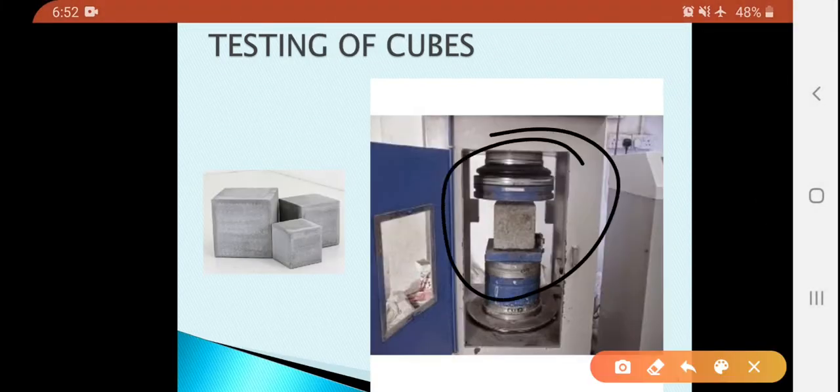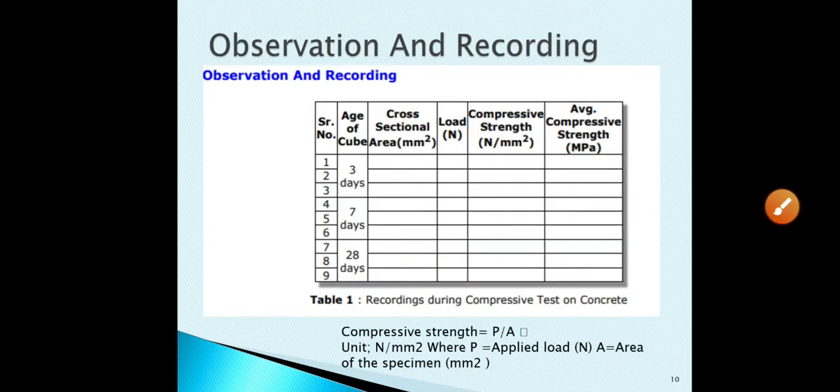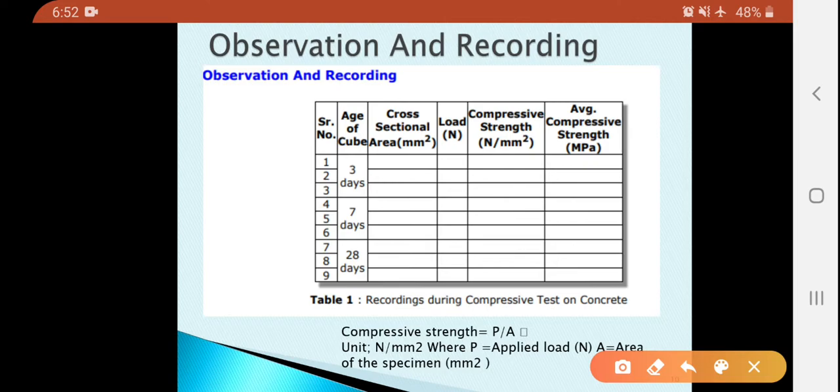You can see here clearly, these are the actual pictures of the conduction of the experiment. Here observation and recording: first the serial number, 1, 2, 3. One more thing, for conduction of compressive strength of concrete, a minimum of 3 tests or 3 molds should be taken, and the average of the 3 should be considered as the final compressive strength, because there may be some errors or a slight fluctuation in the results. So that's why we take a minimum of 3 cubes for calculating compressive strength.